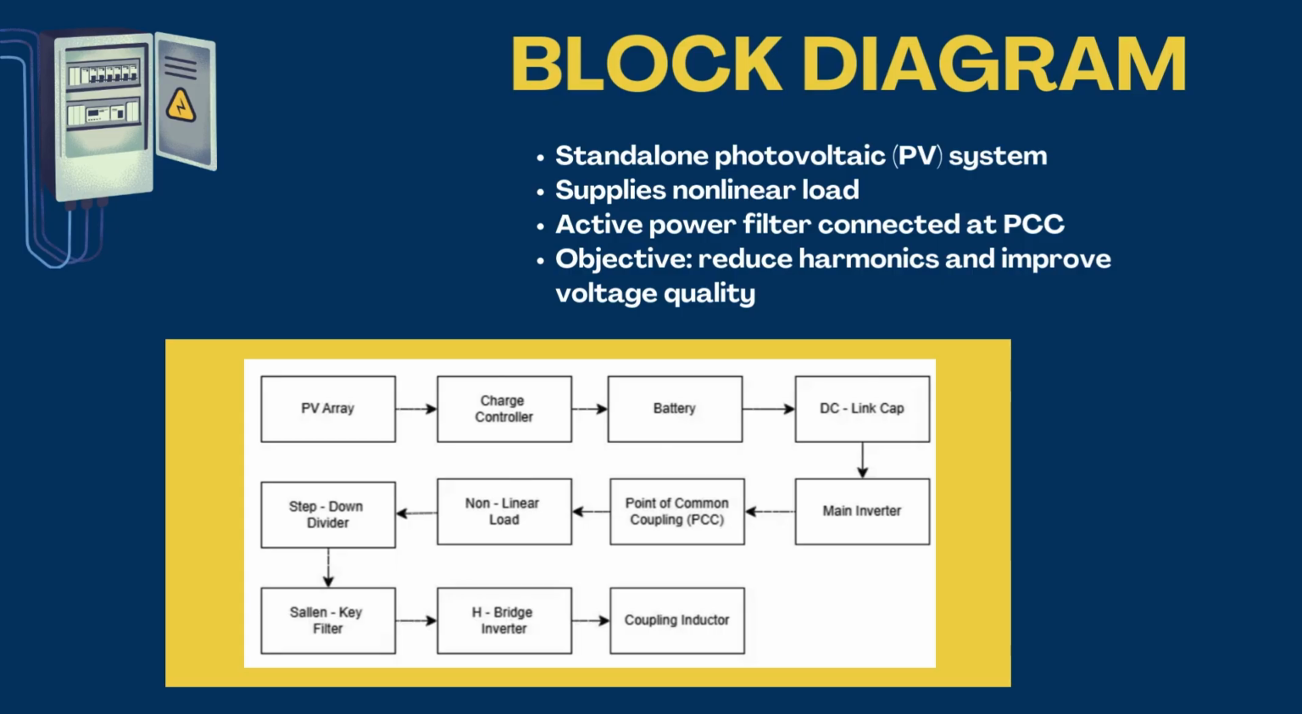This block diagram shows the overall structure of the standalone PV system with an active power filter. The PV array supplies power through the inverter to a nonlinear load. Due to nonlinear load behavior, harmonic distortion occurs at the point of common coupling, or PCC. To improve power quality, an active power filter is connected at the PCC. The filter senses the PCC voltage, processes it through a control circuit, and injects a compensating signal to reduce harmonics and stabilize the output voltage.